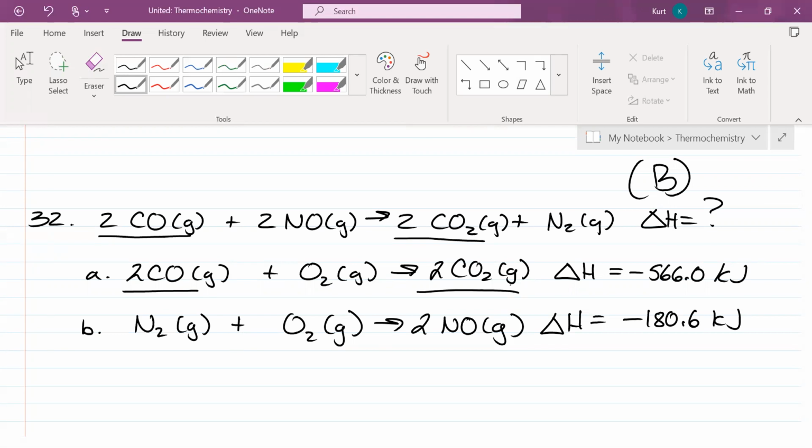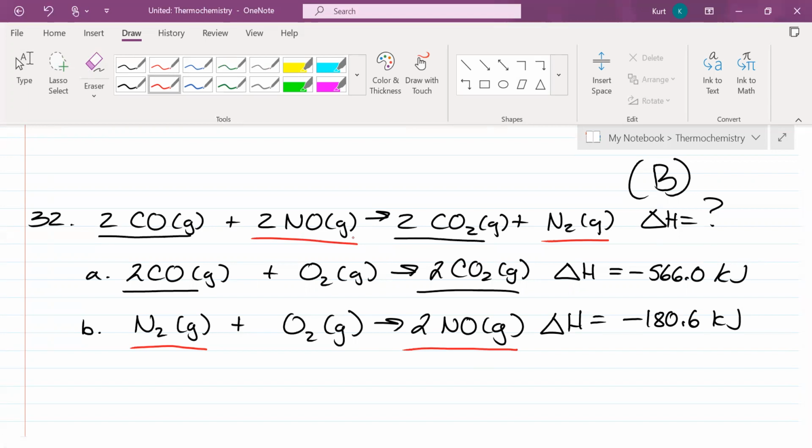Good. Nick, what does our main equation and B have in common? N2. Okay, where is N2 in B? It's a reactant. And where is it in the main equation? Product. All right, so what do you think we're going to have to do? We're going to have to flip. We're probably going to have to flip it, but let's keep going. What else do they have in common? They have 2 O's. Is it a reactant or a product in B? B is a product. And what is it in the main equation? Reactant. All right, so Max says we don't need to do anything with A, and I agree.